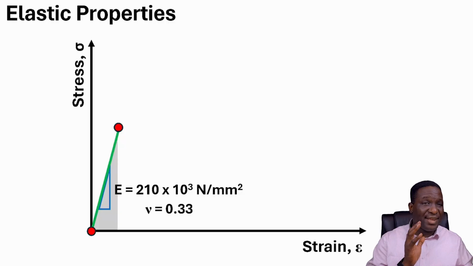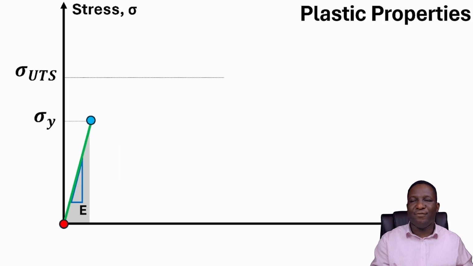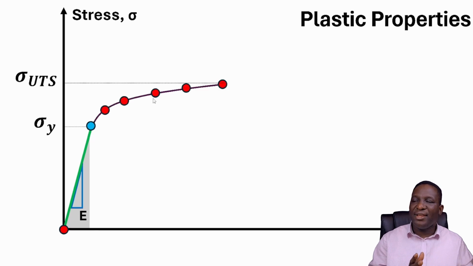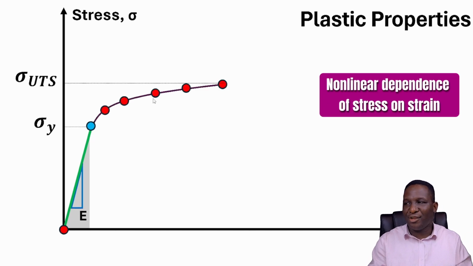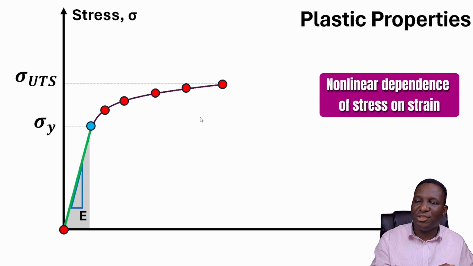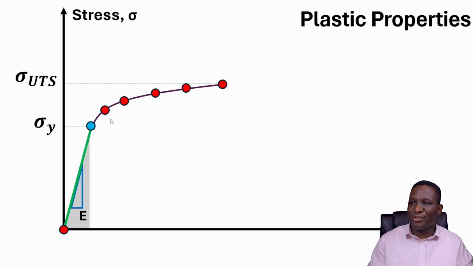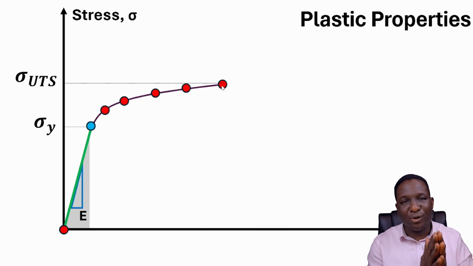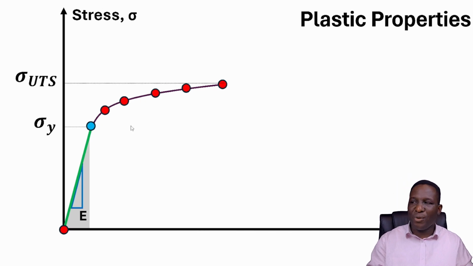The next thing is the plastic properties for this material. Once you get to the end of the linear elastic limit, you get the yield stress, and then from there is this non-linear dependence of stress on strain, and this is where we get the plastic behavior. So the material begins to plastically deform. We've got this section, which starts from the yield stress and finishes at the ultimate tensile stress. We need to specify this for our model in order to capture the plastic behavior of the system. So that region under that graph is our plastic region.